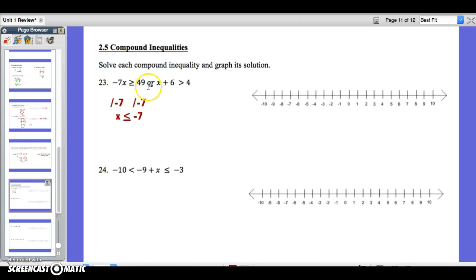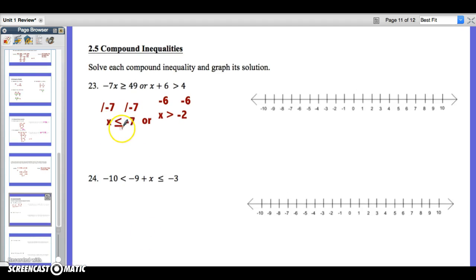Now I'm going to go over here and I'm going to simplify for this x. It's saying x plus 6 is greater than 4. The inverse operation to addition is subtraction, so I'm going to subtract 6 from both sides. That leaves me with x is greater than negative 2. I'm going to put a word in here that's very important, "or." So my solution now is x is less than or equal to negative 7, or x is greater than negative 2. So let's actually graph these.